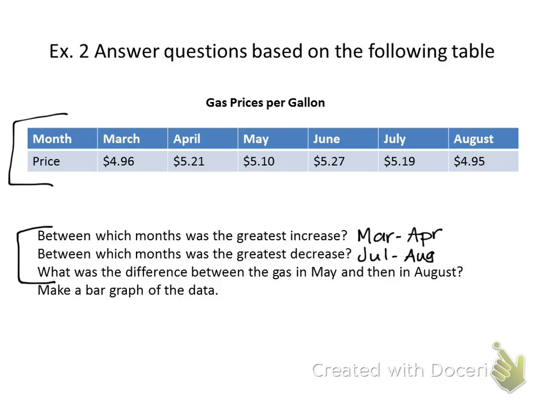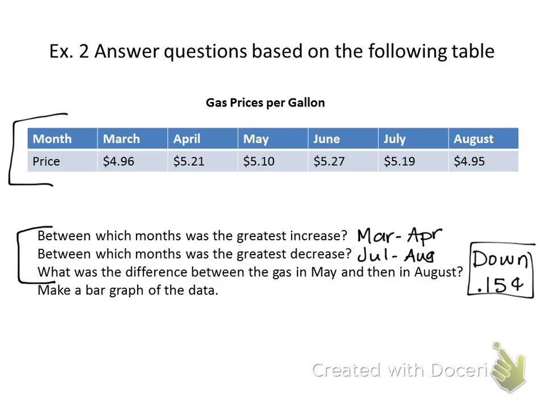the gas in August? What was the difference between those two? Andrew? 15. Okay, it was a 15-cent difference, but did it go up 15 cents or down 15 cents? Down. Very good. When they're asking you to explain the difference, you need to explain which way that it went. So in your final answer, I want down 15 cents. Okay? Make sure you give an explanation of which direction that it went in.